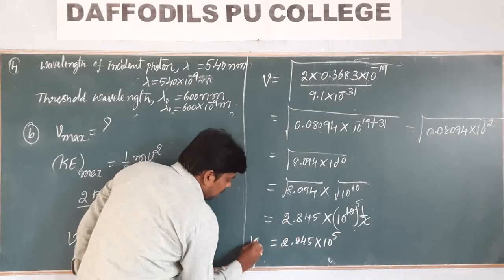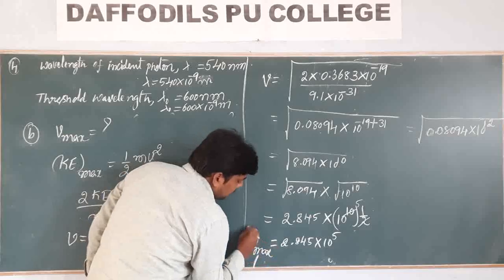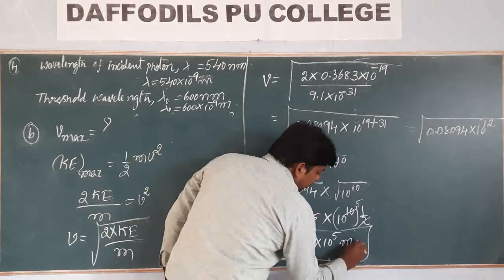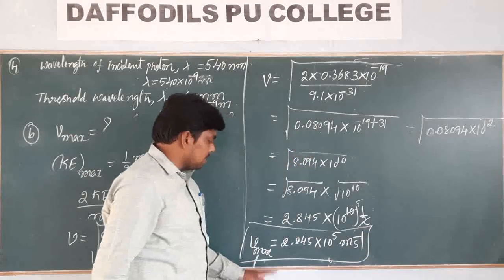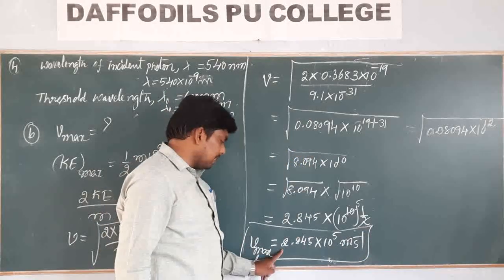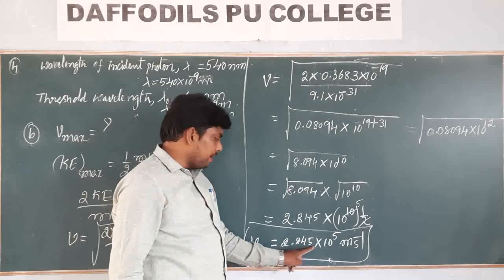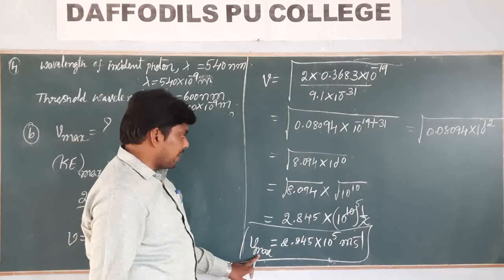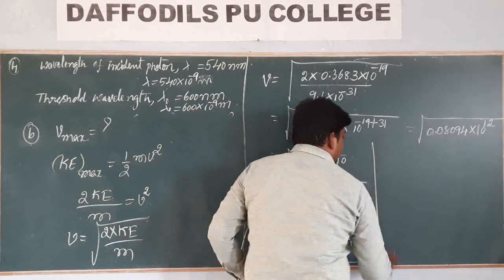This is the V max. The maximum speed of the emitted electron, in terms of meter per second, is 2.845 into 10 to the power 5 meter per second. This is about the maximum speed of the electron. This is over. Next, what we have to calculate?